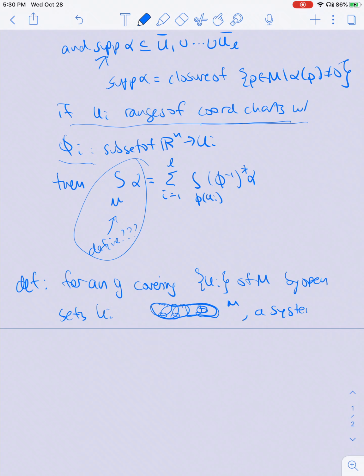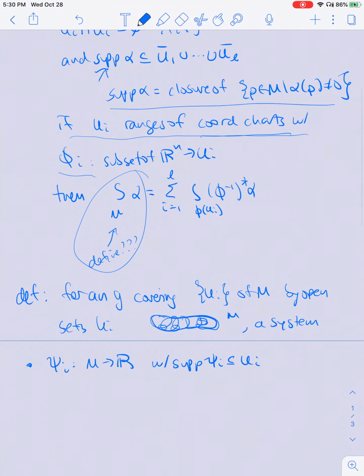A system of functions psi i from M to R, with the support of psi i being contained in Ui. As above, the support is the closure of all points in M where psi i is non-zero. In particular, we said that the support is contained in Ui, not just that psi i is defined on Ui, because we want psi i to actually be supported in an open set. That means the closure of the set where it's non-zero is contained in an open set, which is a stronger condition than just saying it's defined on this open set.